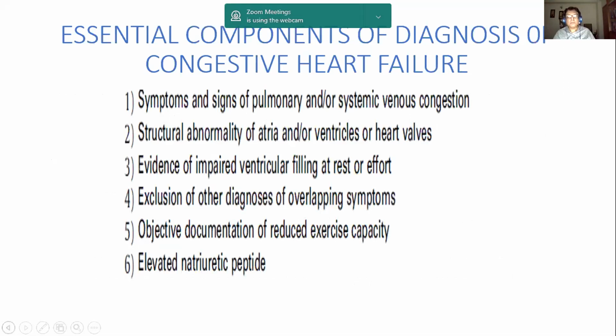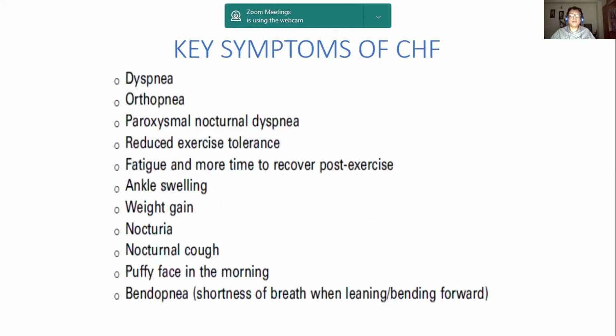What are the essential components for diagnosis of congestive heart failure? The symptoms and signs of congestion in the systemic and the pulmonary veins. There may be structural abnormalities in the heart. There is the evidence, echo evidence at least, of impaired ventricular filling. There is the exclusion of other causes of symptoms. There is evidence of reduced exercise capacity and elevated natriuretic peptide. These are the very cardinal features of congestive heart failure.